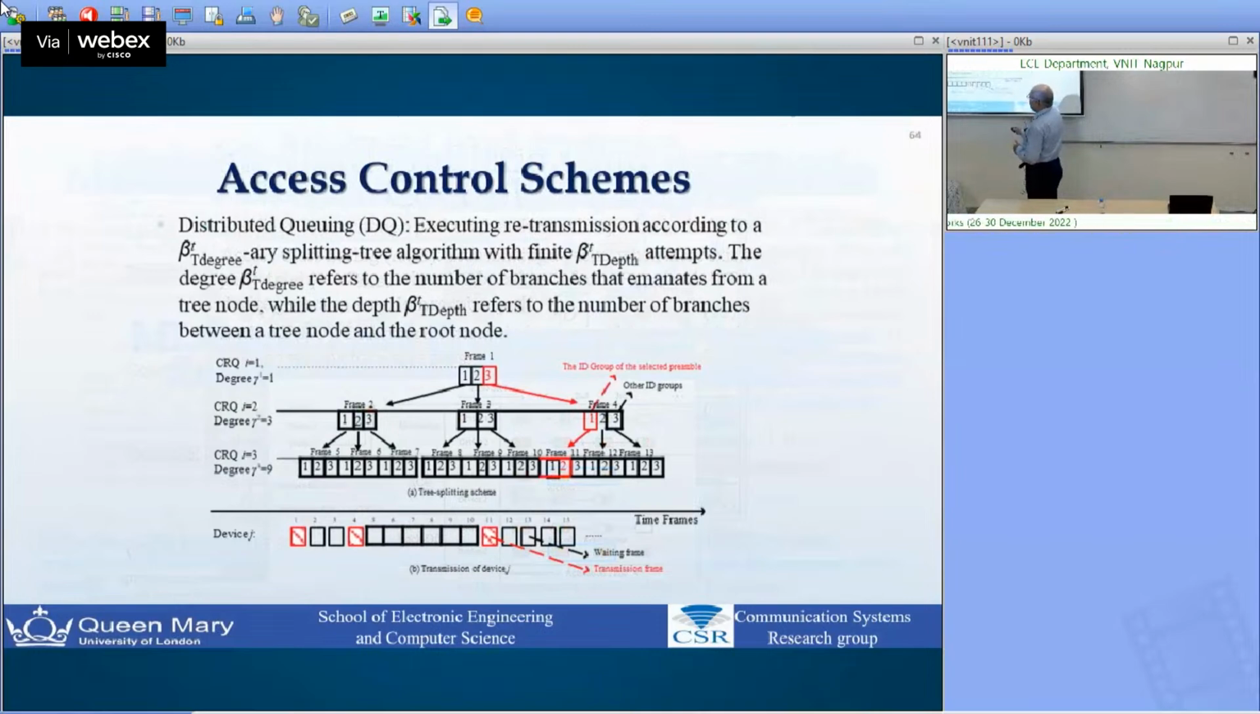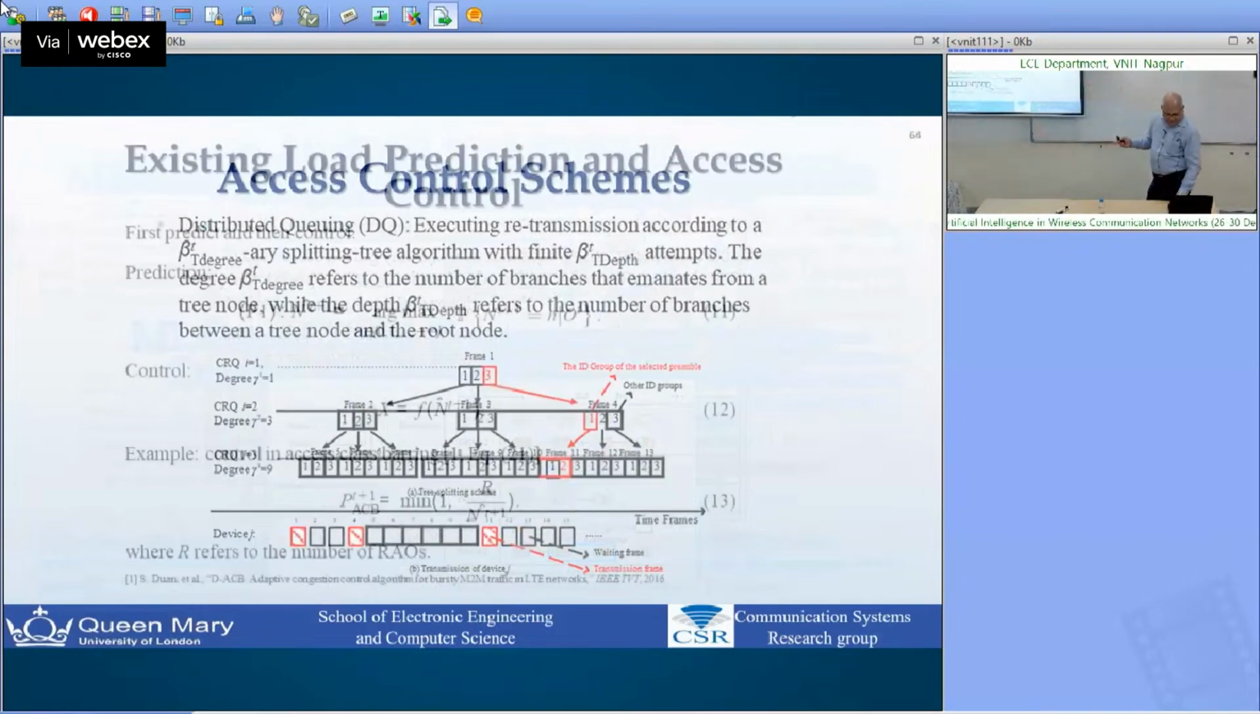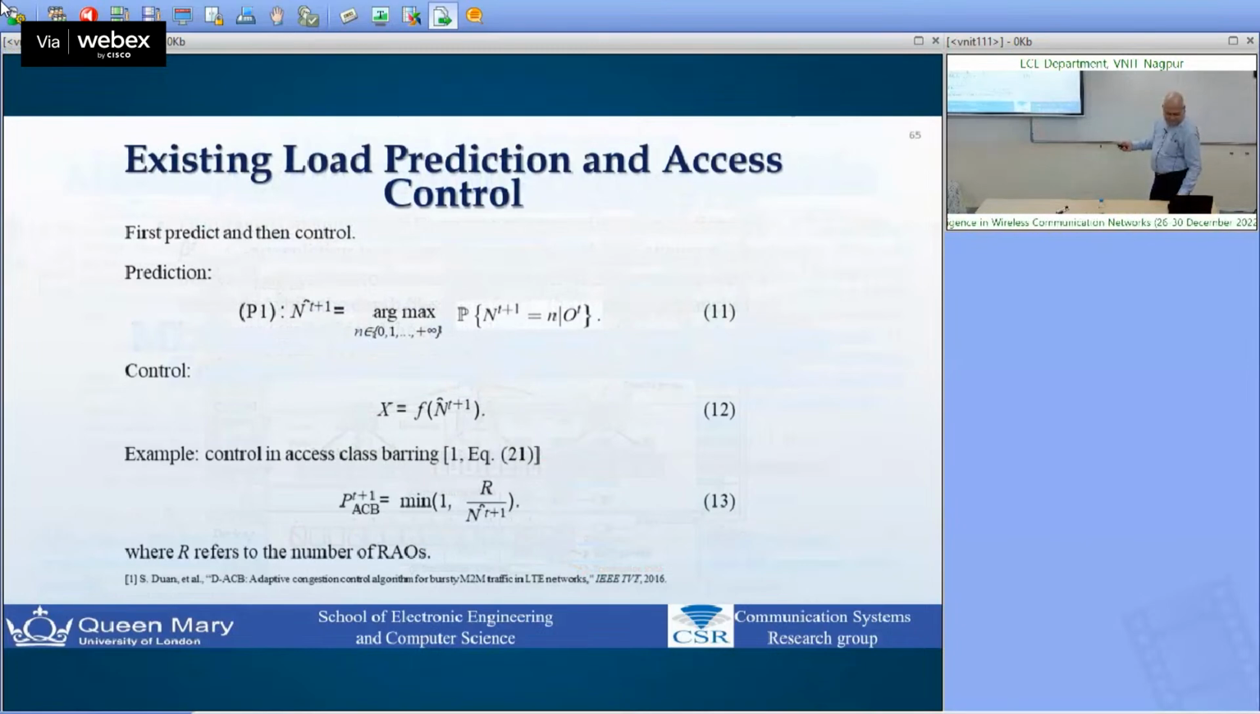So here, it is allowed the first time slot, the first frame. If it fails, it will be allowed the 4th time slot. If it fails again, it will have to wait for 11. In this way, the 2 factors will be decided.